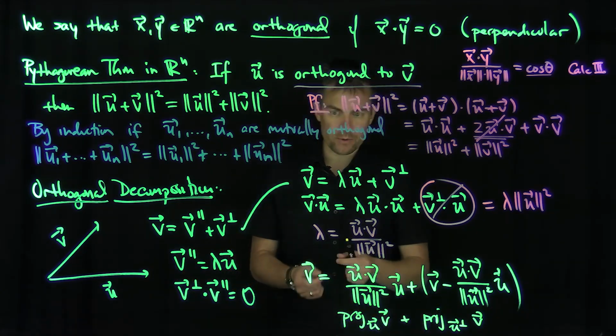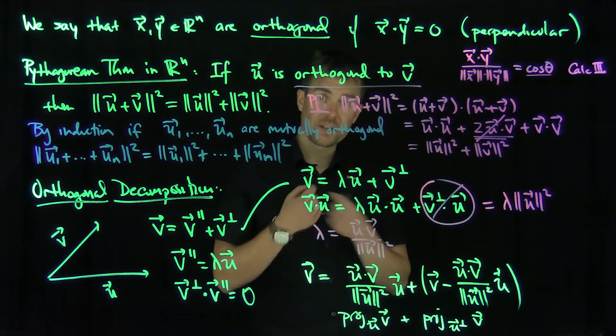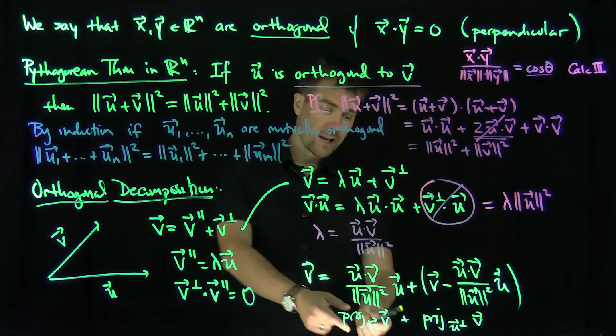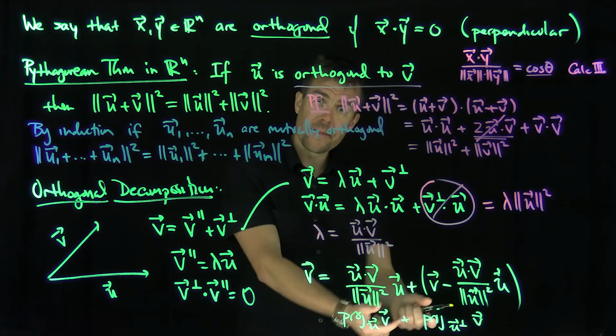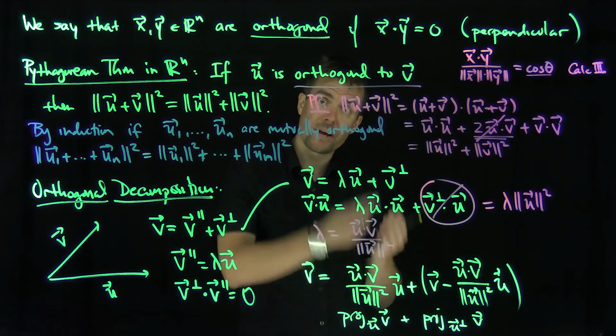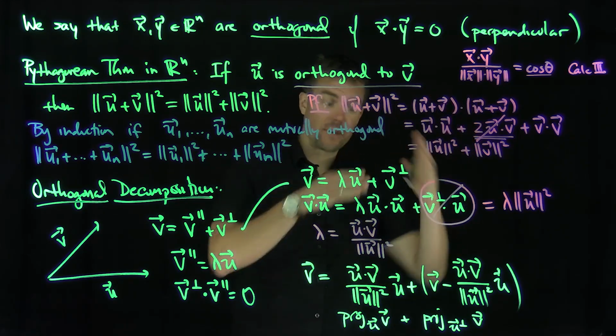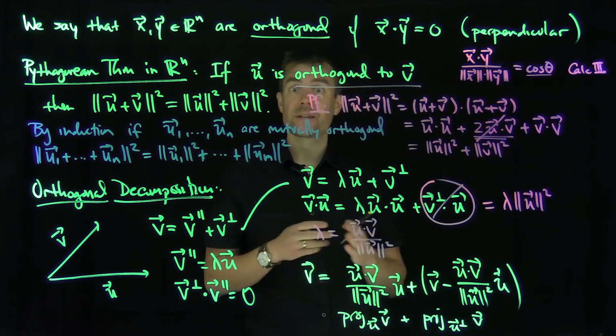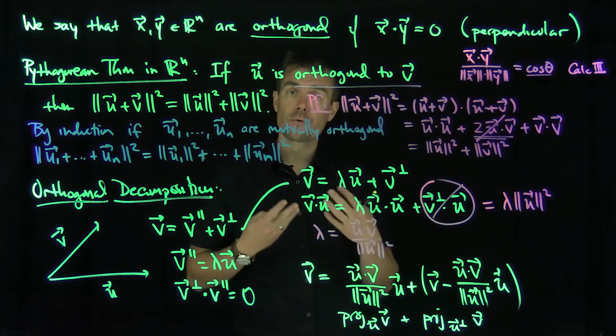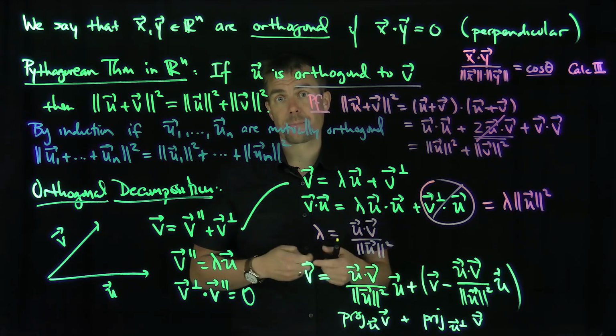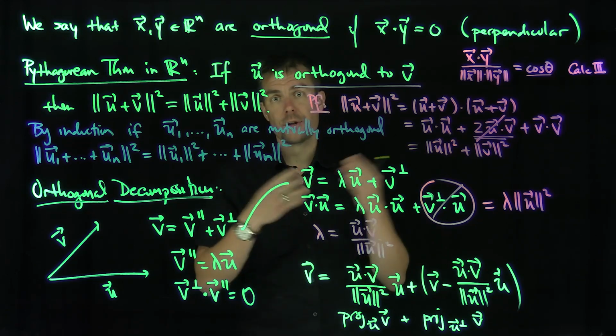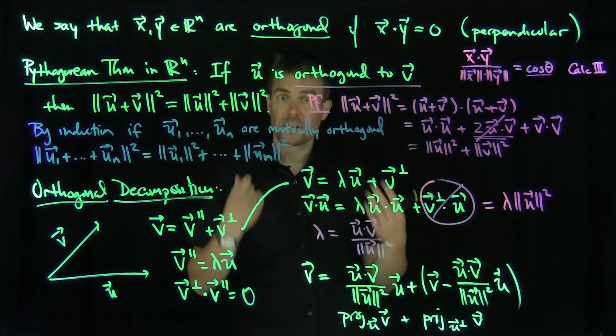So in other words, I'm decomposing V into the sum of projections onto different subspaces. The first projection is onto the subspace that's generated by U, and the second projection is onto the subspace generated by everything that's perpendicular to U. And that perpendicular subspace plays an important role in understanding the structure of the space in terms of orthogonal complements and null spaces of perpendicular complements and things of this sort.